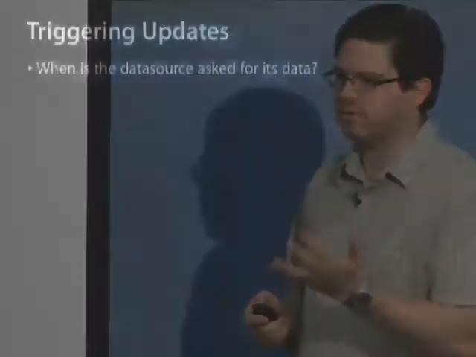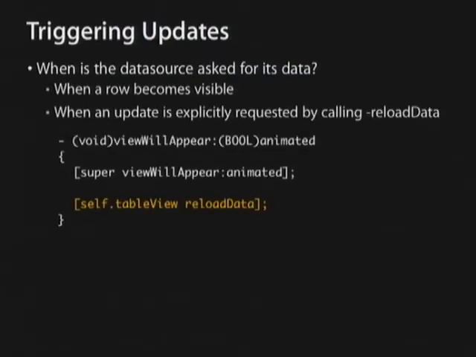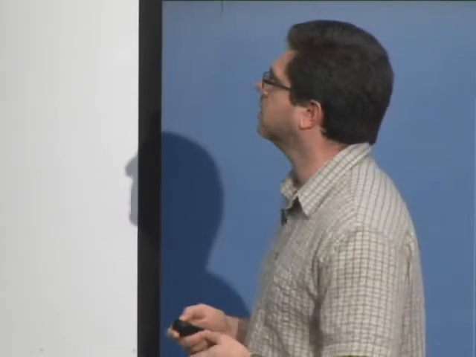So when is the data source asked to create one of these cells? Whenever a row becomes visible. Anytime you reload all the data, we'll throw away all the cells we have and we'll ask you to create a bunch of new ones. There's a whole bunch of other methods you should take a look at. The headers, I forget the number, but it's a huge number of methods in table view. There's quite a lot of control you have. There are things to return the title or even custom views for section headers and footers. You can allow editing, inserting, deleting cells, reordering of cells, all the things you've seen in all the applications that are on the device.